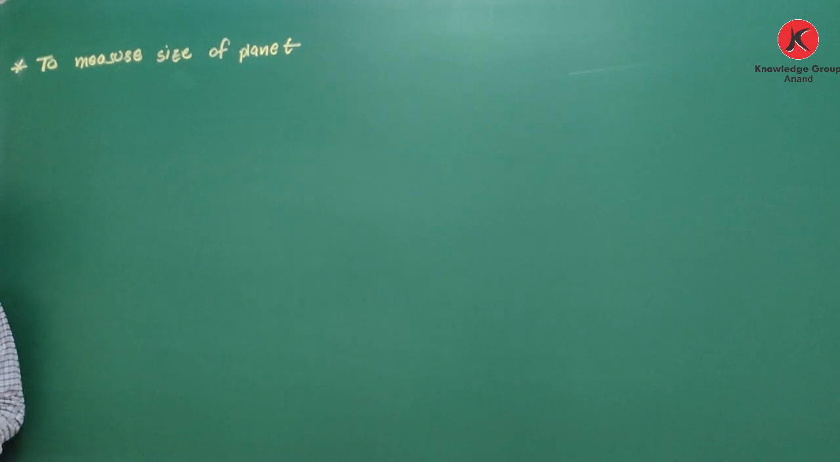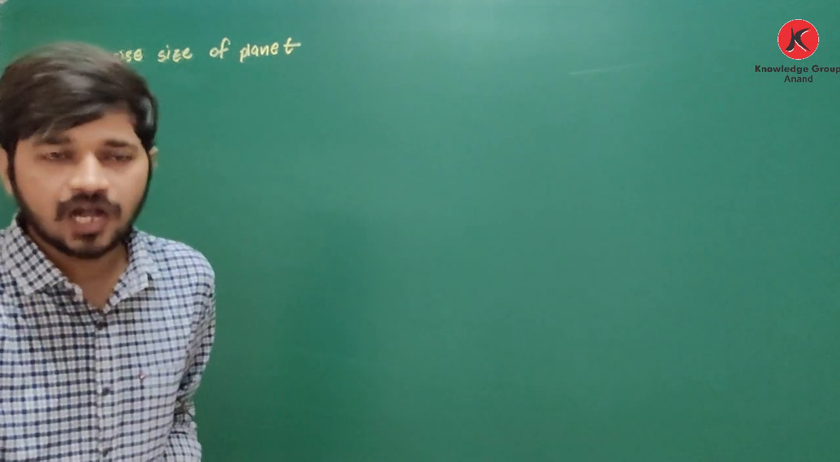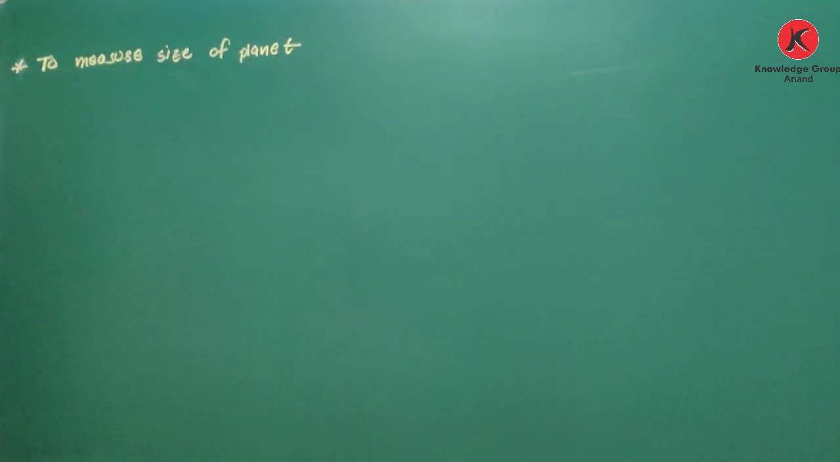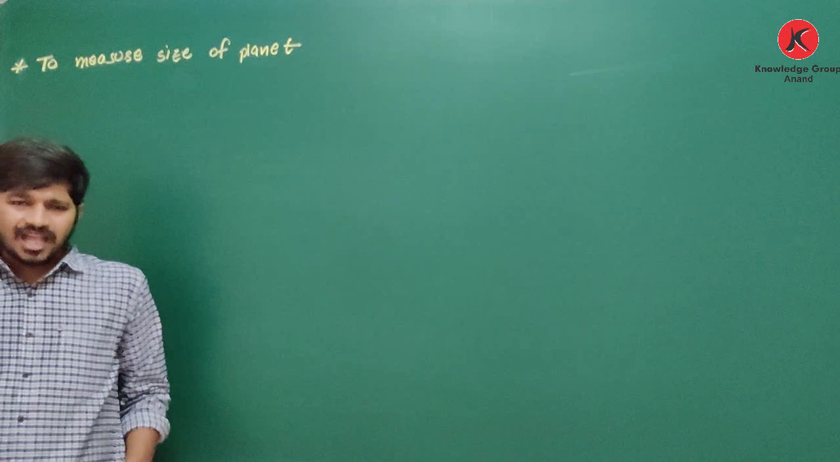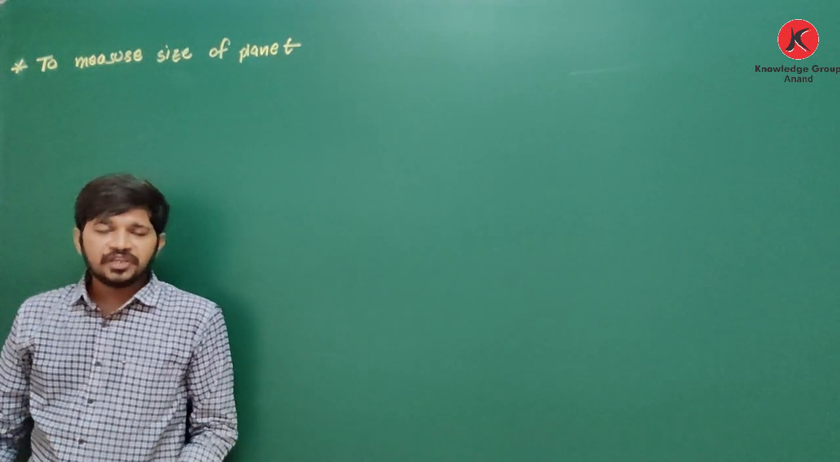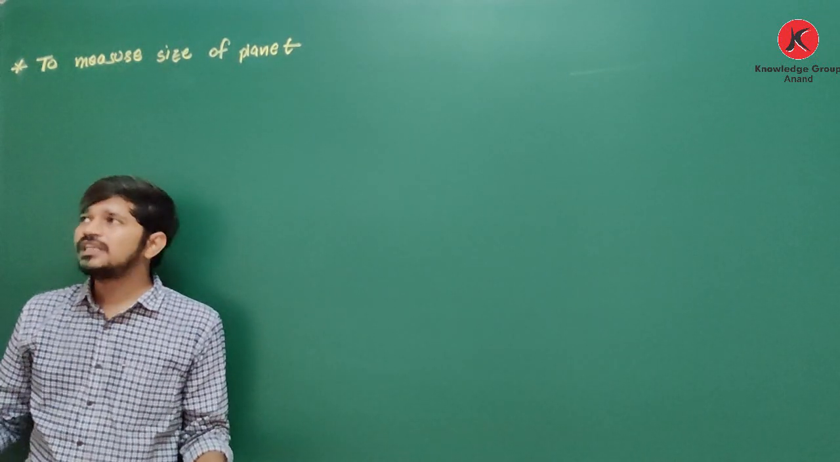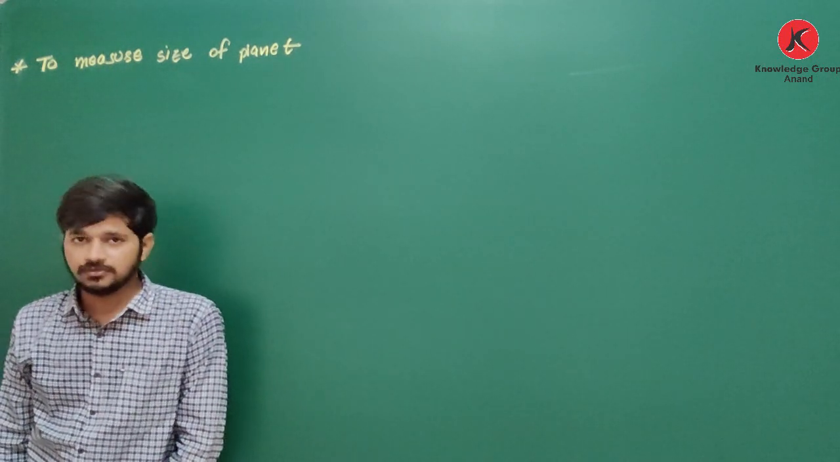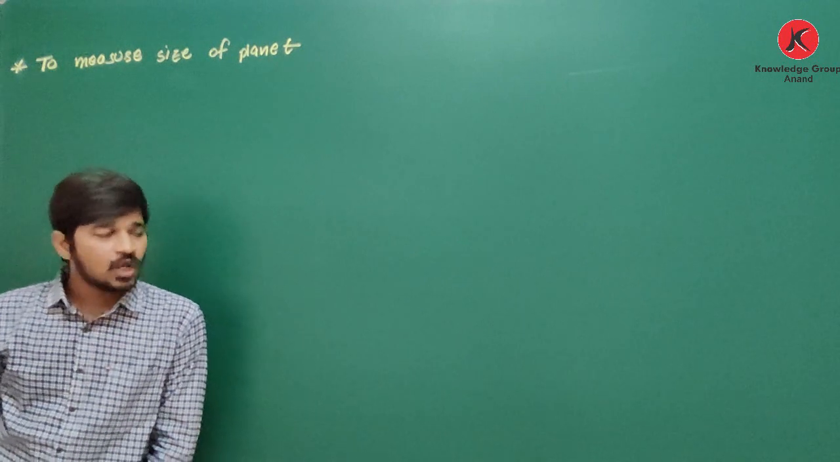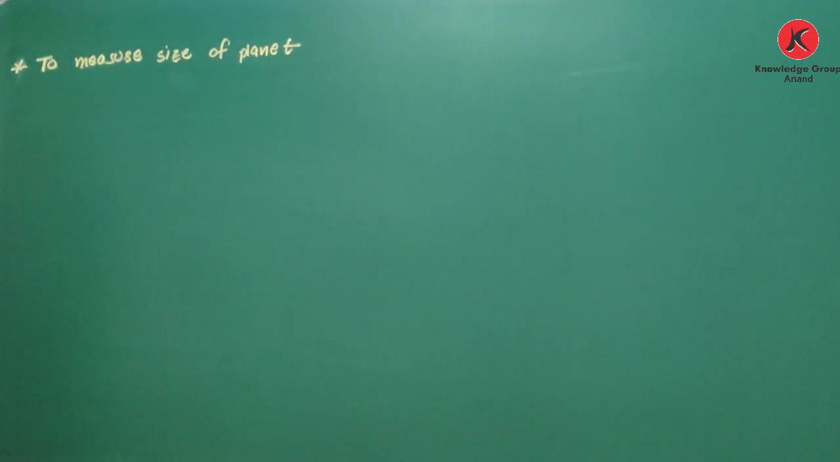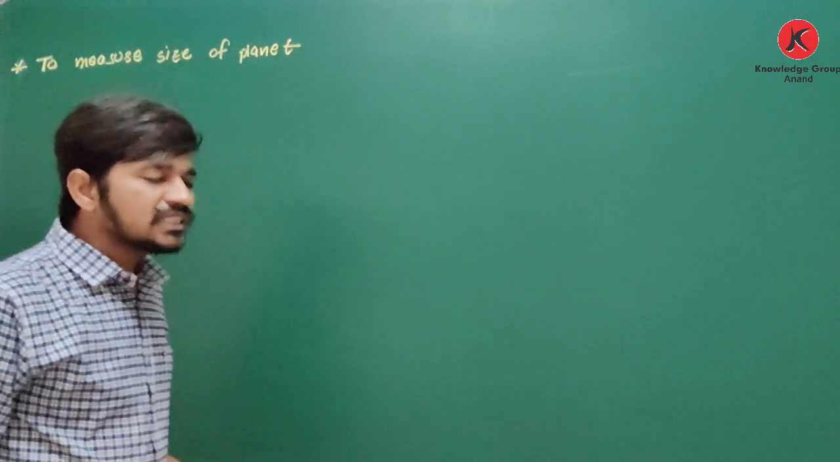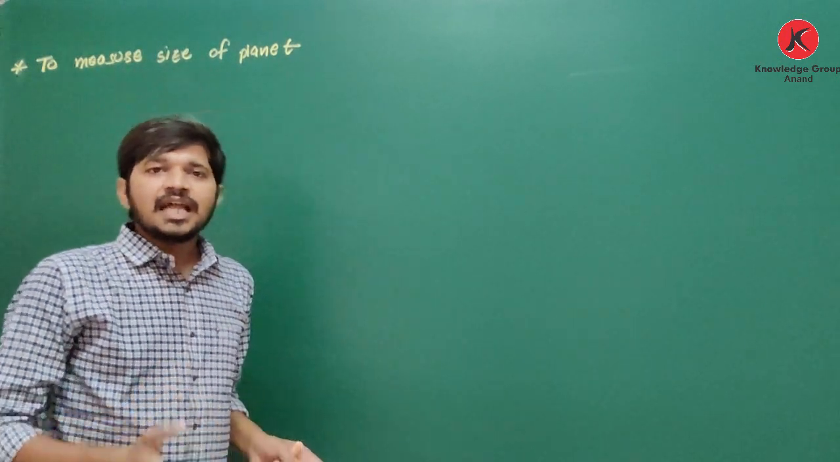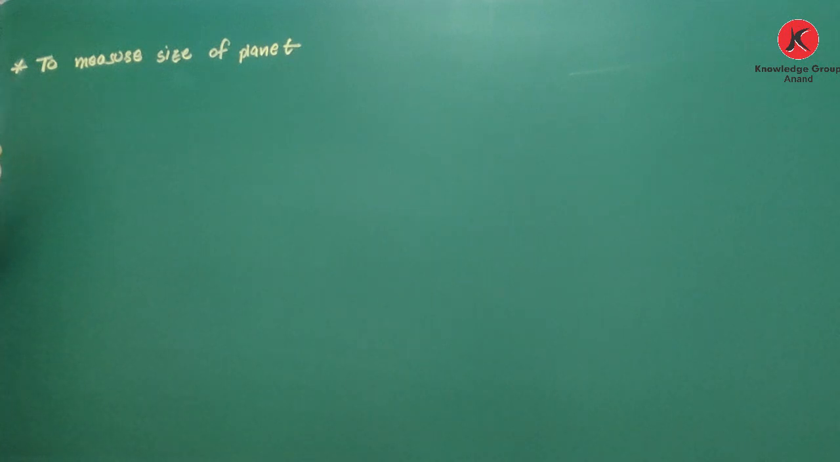Now next, same question: how to measure the size of a planet. Size of planet means, what is the meaning of size? If I ask what is the size of this classroom, then size of classroom means length, breadth and height. What is the size of this board? Then it is length and width only. So size means dimensions.